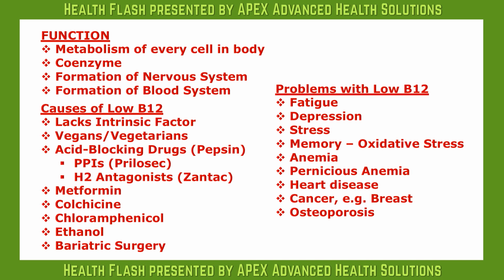Pernicious anemia. Pernicious anemia is an autoimmune disease where people definitely have to take B12 for this. Heart disease because of the homocysteine levels. Cancer, examples are breast cancer, increased with low B12 levels, and osteoporosis is another one.